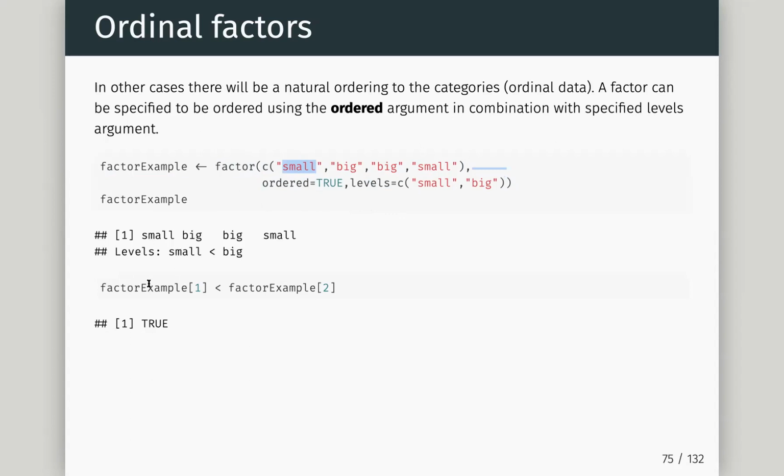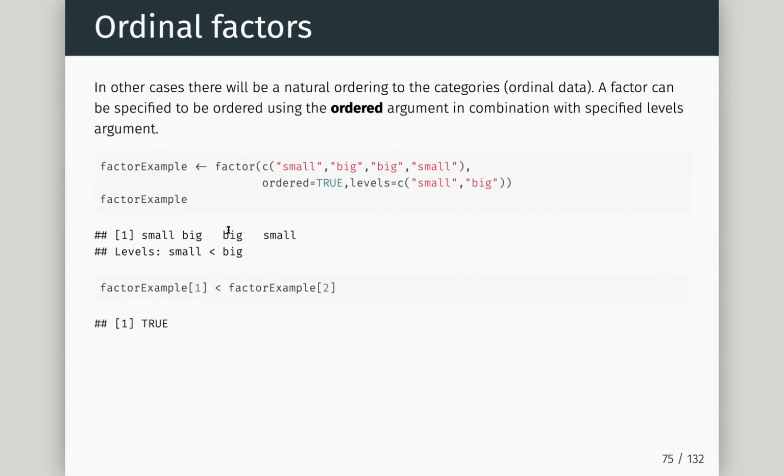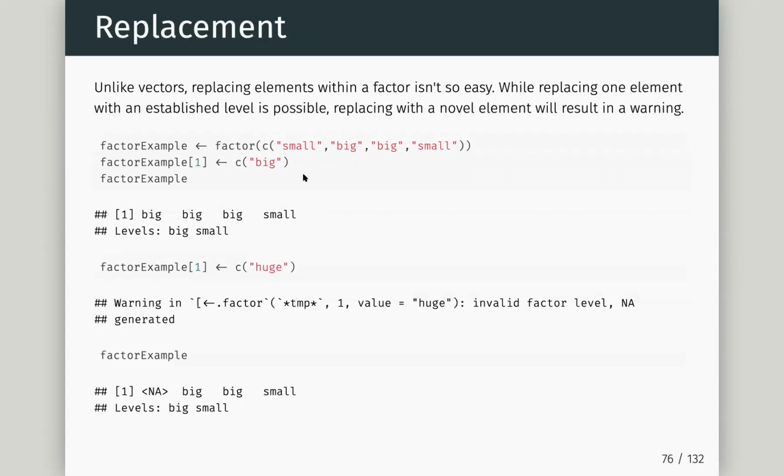So when we do something like factor example 1 is less than factor example 2, it knows to interpret it as ordered and less than. Actually, when we just type in factor example now, rather than just seeing the levels side by side, it also gives us this less than, right? So if we had multiple, you would have another one, less than, less than. So it can be useful to have ordinal ordered factors as well. Factors which aren't just categorical, but have an order to the categories.